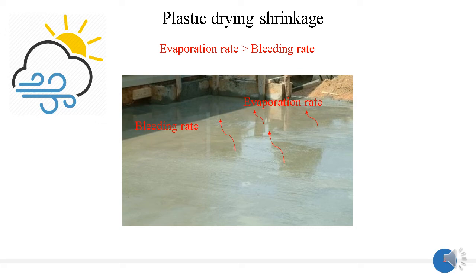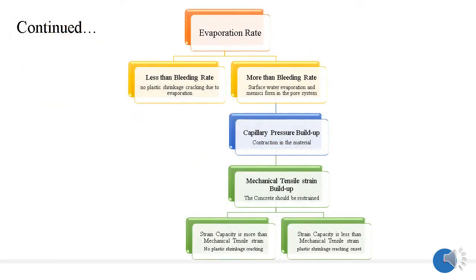This can be further explained with the figure. As you can see, when the evaporation rate is less than the bleeding rate, there is no chance of plastic shrinkage. When the evaporation rate is more than the bleeding rate, capillary pressure builds up, which induces tensile stress, and the concrete experiences a contraction, and there is a higher chance of plastic shrinkage cracking.